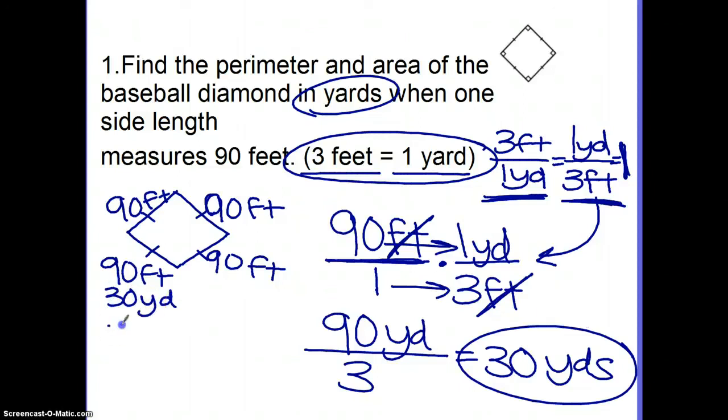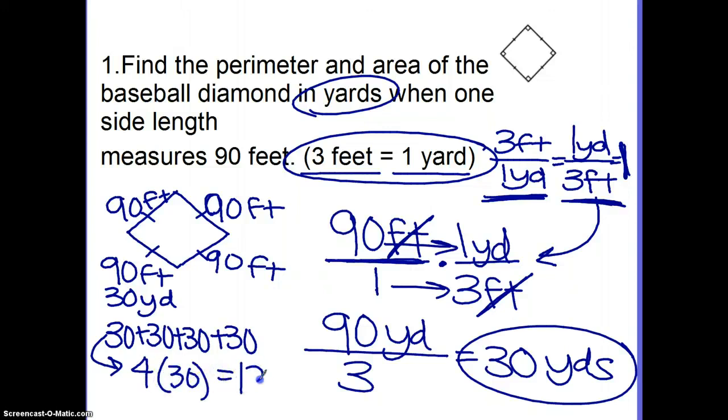And I have 4 of those, so I'm going to do 30 plus 30 plus 30 plus 30. I'm hoping that you know that that is the same as just 4 times 30, or 120 yards total for the perimeter. So I don't have room, but P is equal to 120 yards. So now we want to find the area.